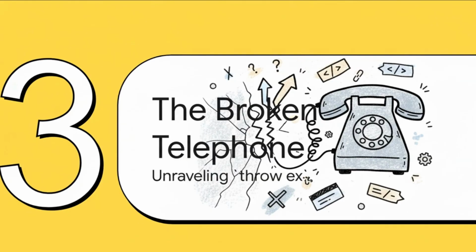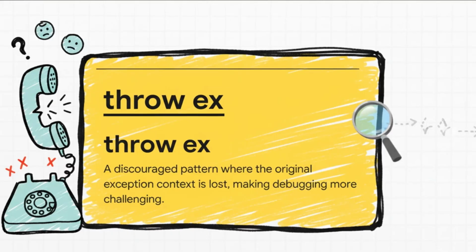All right, now for the other way of doing things, the one that causes that critical communication breakdown we've been talking about. This is the throw X pattern. Now, throw X looks almost exactly the same, but it does something completely different, and honestly, it's pretty destructive. It rethrows the exception, but in doing so, it completely throws away the original context. It basically creates a brand new exception right there on the spot, losing all the history of how the error actually started.